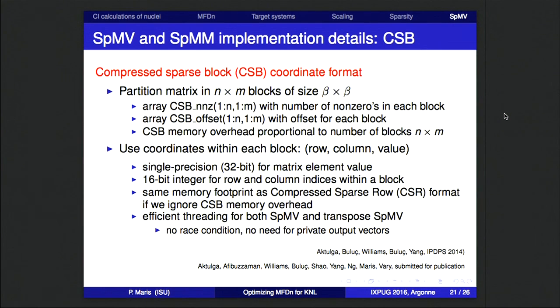That's the status of that part of the code. In the last 5 minutes, I will talk about the SPLM. We use, as I said already, compressed sparse block format. I have to define what the block size is.